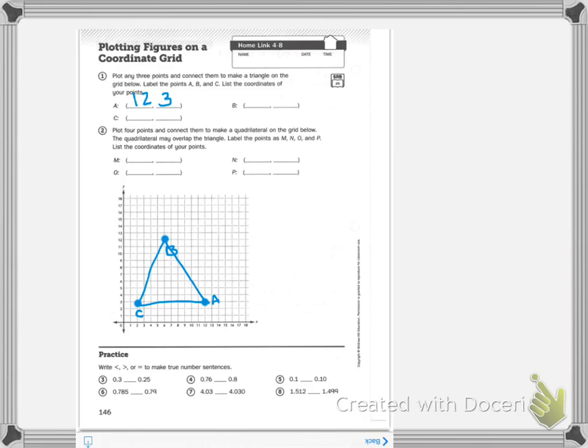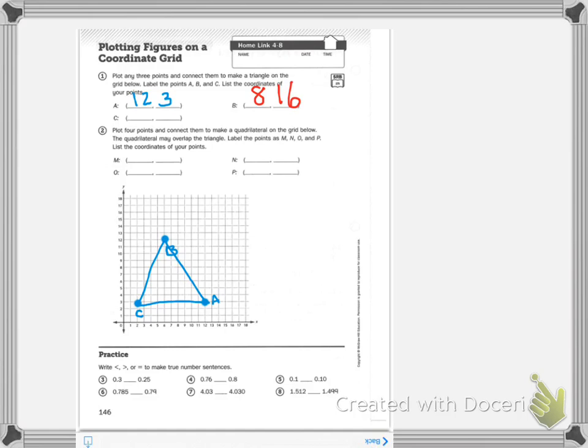Number 2 says plot 4 points and connect them to make a quadrilateral on the grid below. The quadrilateral may overlap the triangle. Label the points as M, N, O, and P. List the coordinates of your points. So, I'm going to pick 8. I'm going to use a different color. Let's go with red. 8 and 16.